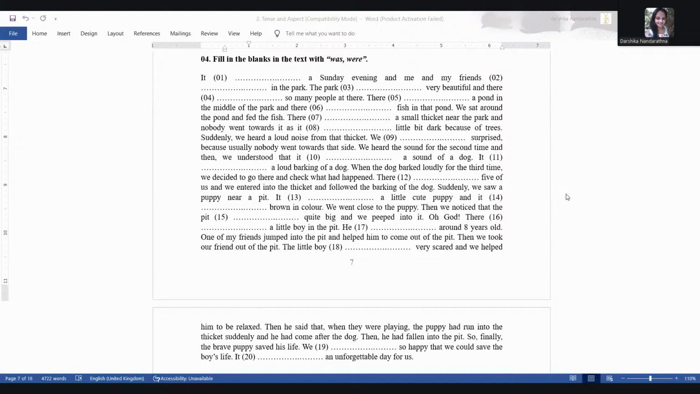Okay, so this is not a big task. This is a very simple activity. So do this activity. We can discuss the answers.